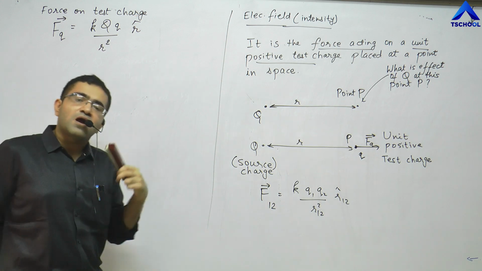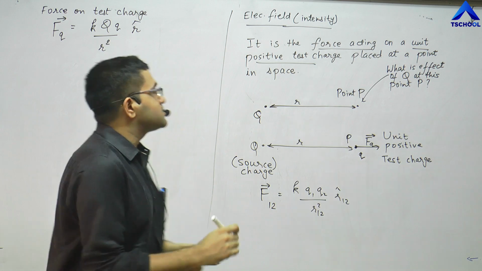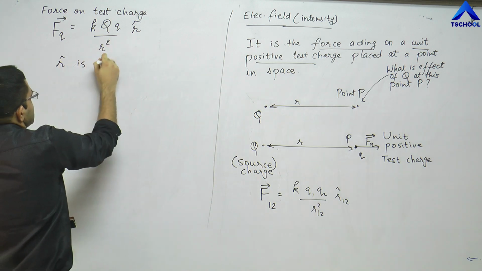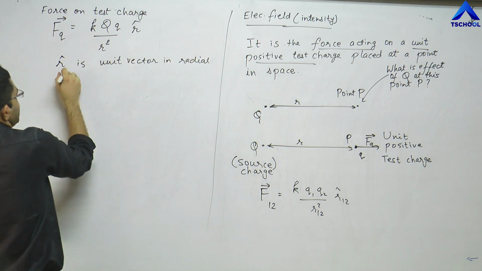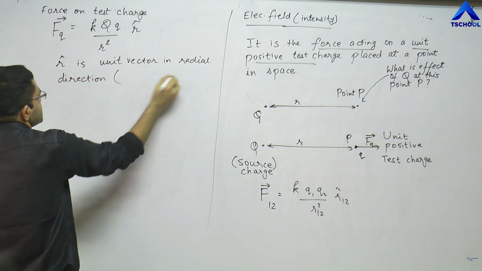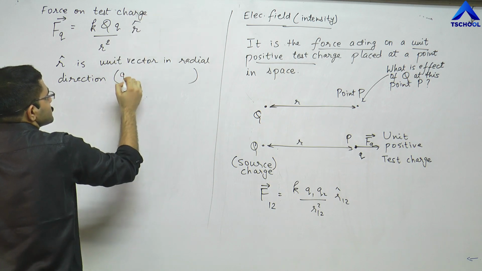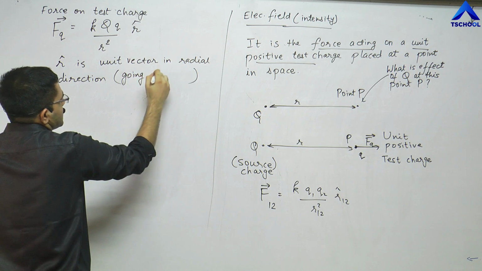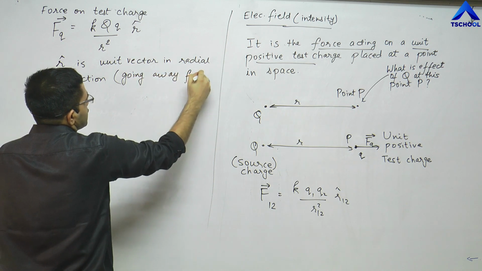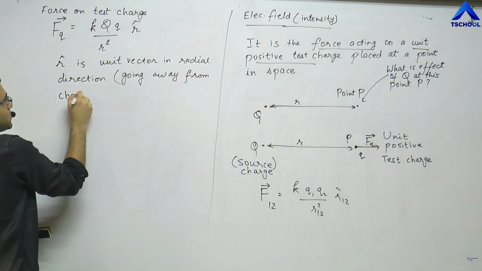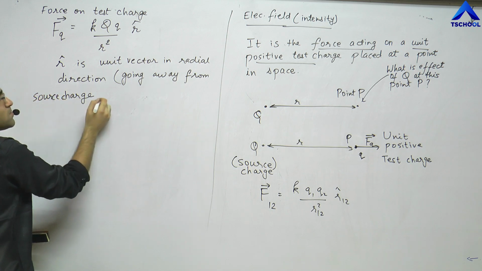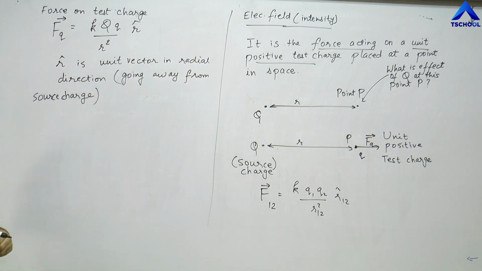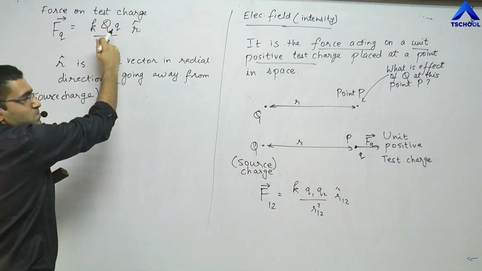So I'm using a unit vector r hat. I'm saying it's a radial direction. Again, r hat is a unit vector in the radial direction. Now, radial direction means going away from the source charge. So it's in the direction that is going away from the source charge, right? Clear? So what you could see is that the magnitude is k Q q by r squared.